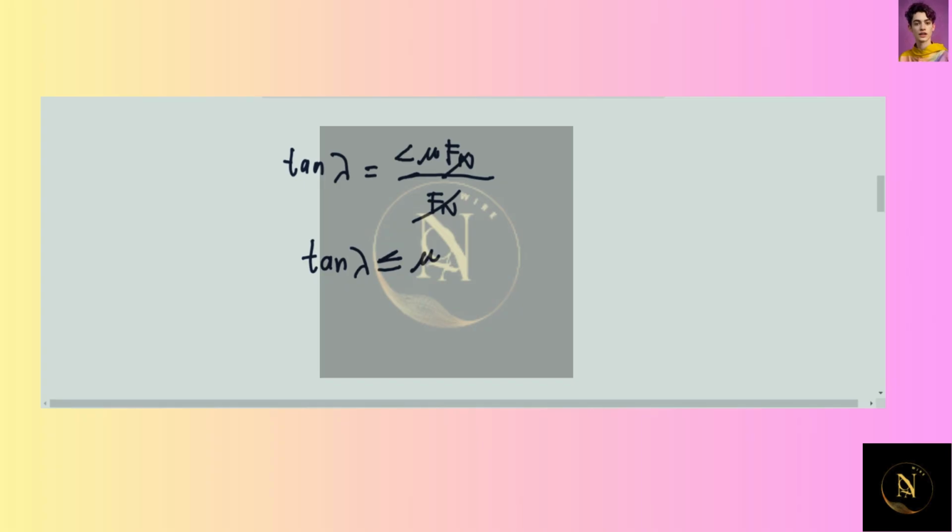Isolating the angle to the left side of the equation, we have lambda is less than or equal to tangent inverse of the coefficient of friction. As such, the tangent of the angle of friction is always less than or equal to the coefficient of friction.